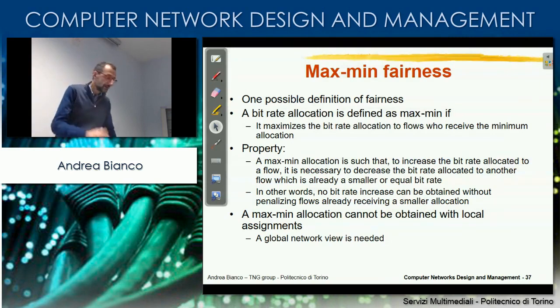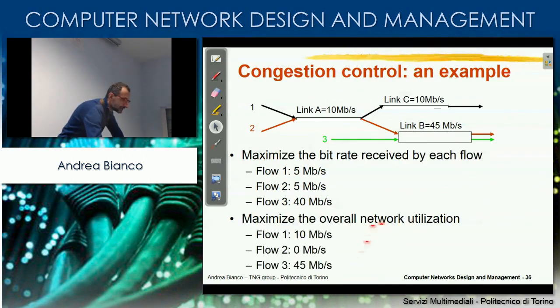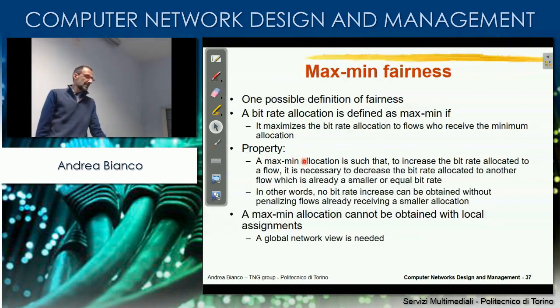If you take the previous example, here in the second assignment, we are increasing the bit rate of this flow and this flow. You see, we move from 40 to 45 and from 5 to 10, but we decrease the bit rate of another flow from 5 to 0 that is already getting the minimum. And that's why this second choice is not max-min fair. In other words, no bitrate increase can be obtained without penalizing flows that are already receiving a smaller allocation.